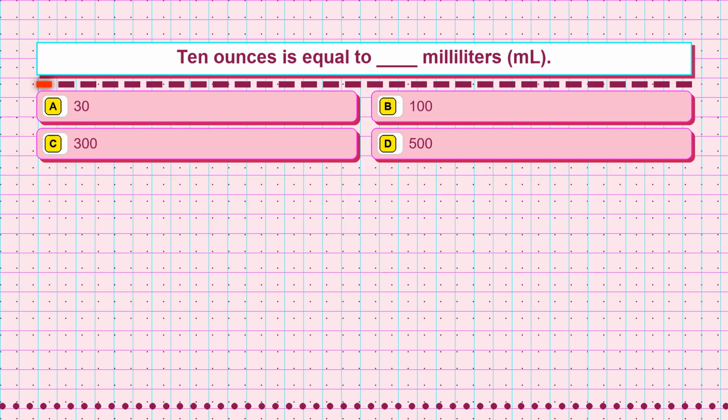Question 72. 10 ounces is equal to blank milliliters, ml. Option A, 30. Option B, 100. Option C, 300. Option D, 500.